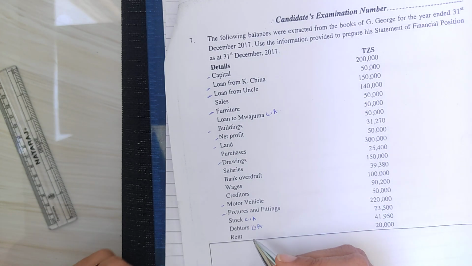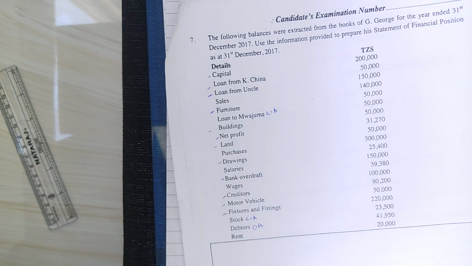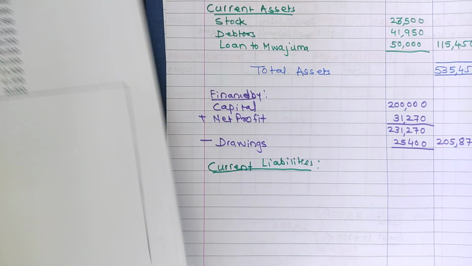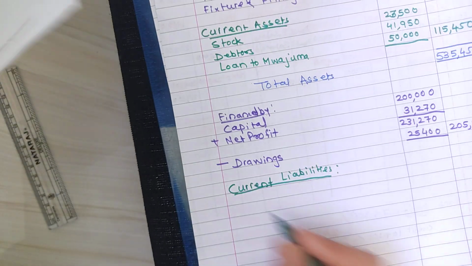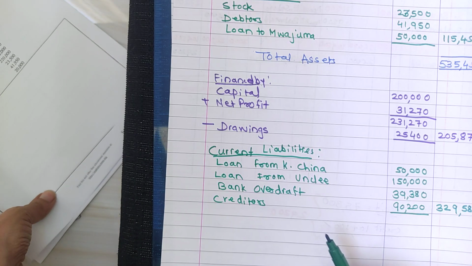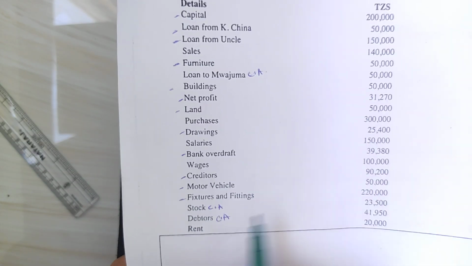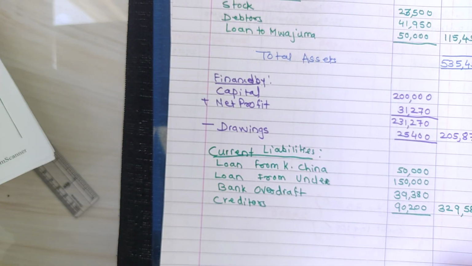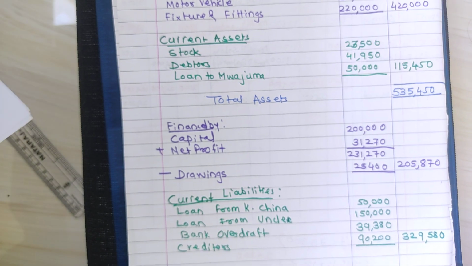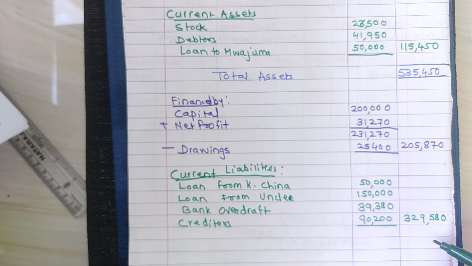Afterward there is the bank overdraft and the creditors. So these are current liabilities given in the question. So writing the current liabilities, loan. We have written all the current liabilities given: loan from K China, loan from uncle, 150,000, then bank overdraft and creditors given over here. Look into the question and see the screen properly. So financed by and these liabilities.